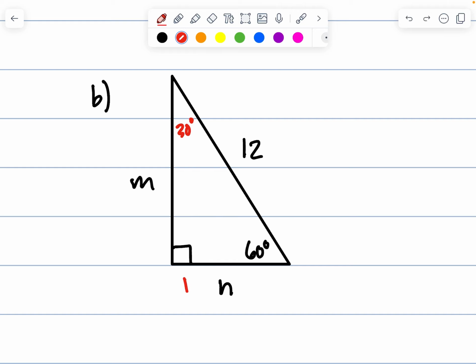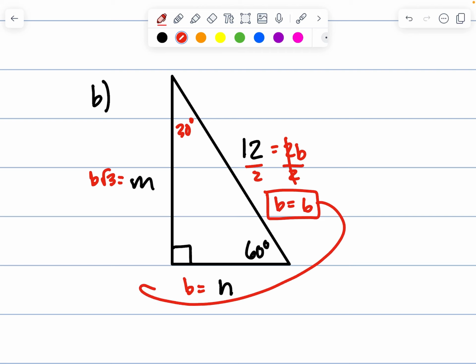This N is actually equal to the B side. This M would be the B root 3 side. And then 12 would be equal to 2B. But isn't this an equation? It is. So we could actually start solving for what B is. Divide by 2 on both sides. B would be equal to 6.